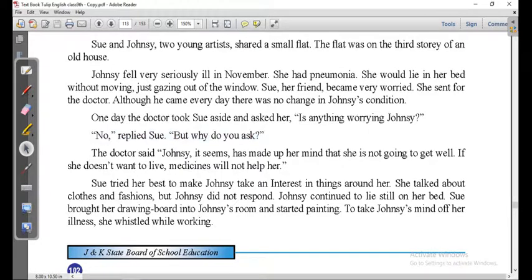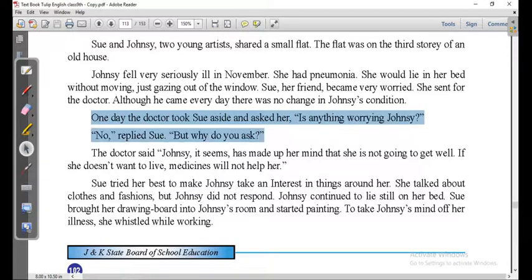So the doctor has a degree and he knows where the shoe pinches, he diagnoses the disease. Doctor diagnoses the disease.